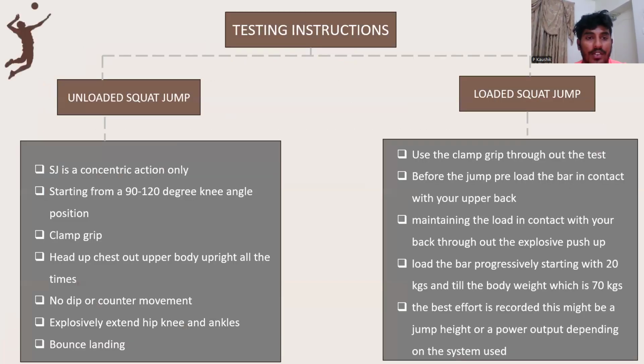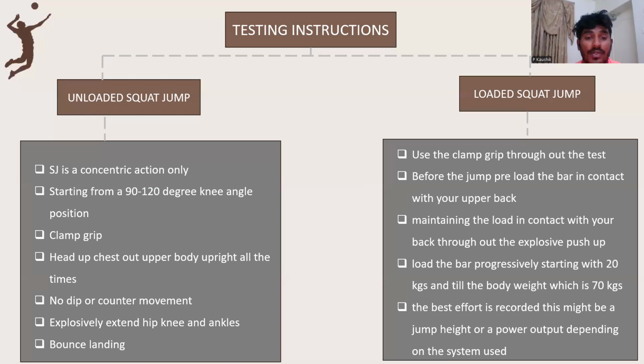So, testing instructions. There are two tests conducted: one is the unloaded squat jump and the other is the loaded squat jump. For the unloaded squat jump, the pins were set at a height for the subject's 90 to 120-degree knee angle position. A goniometer was used to measure the angle of the knee.